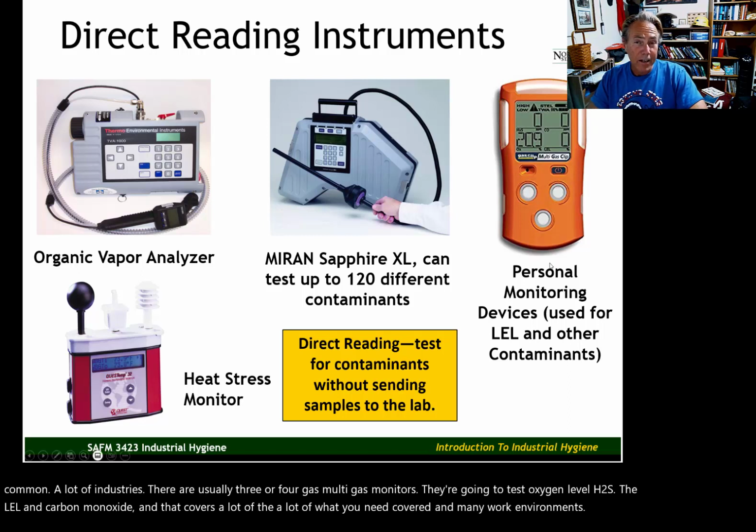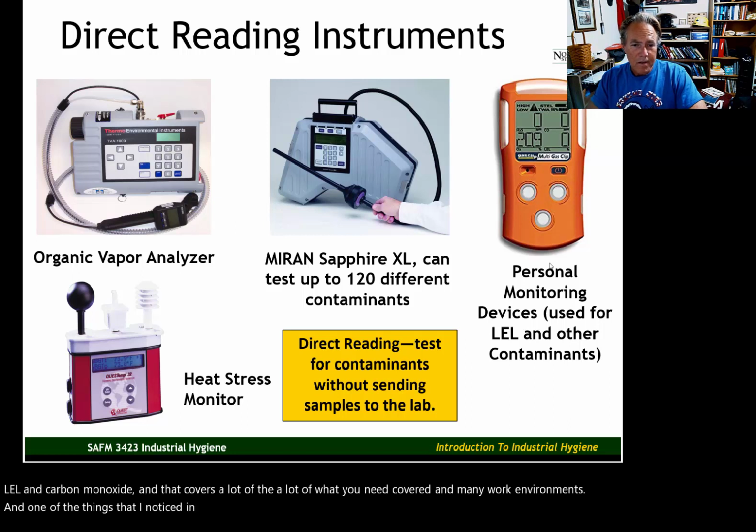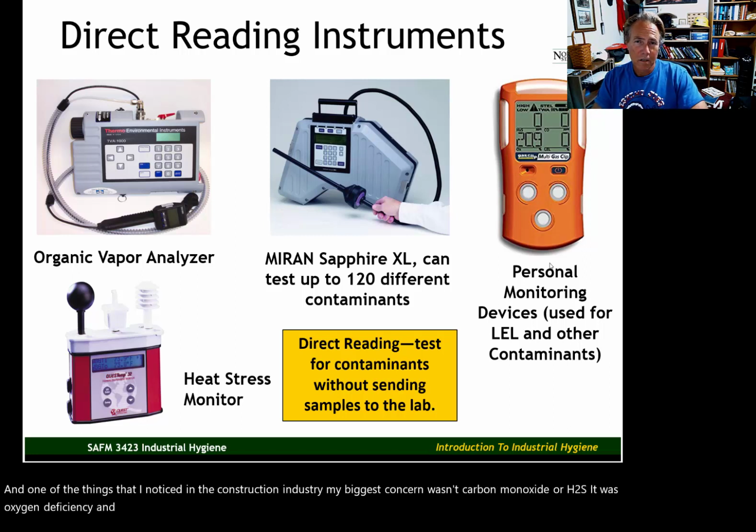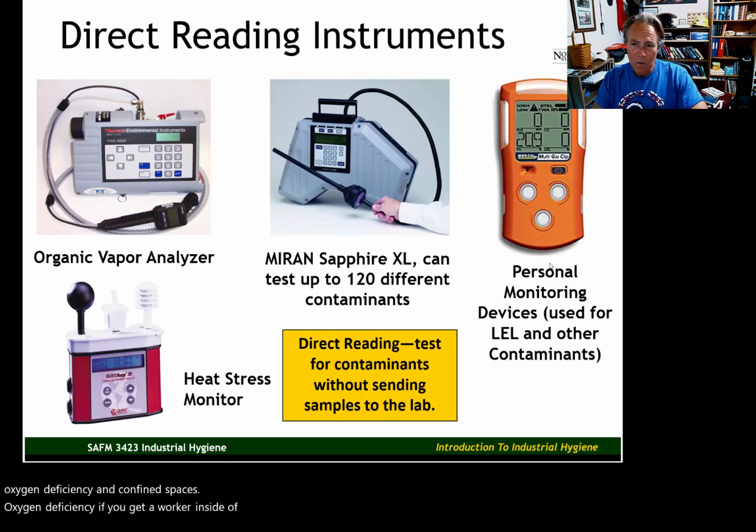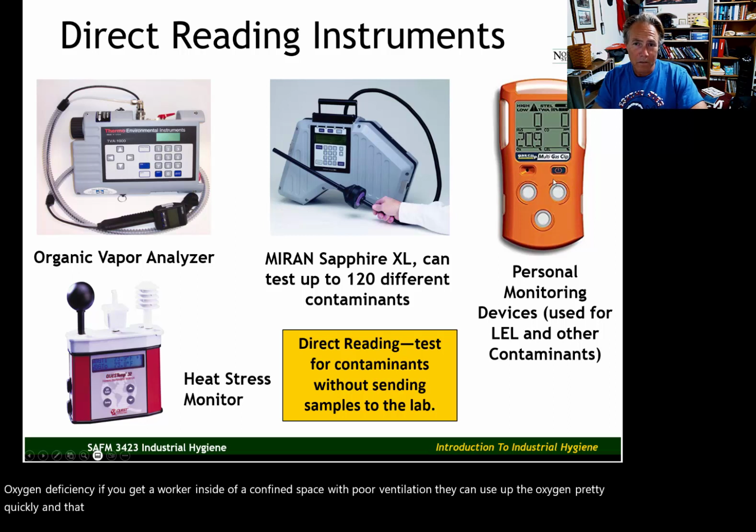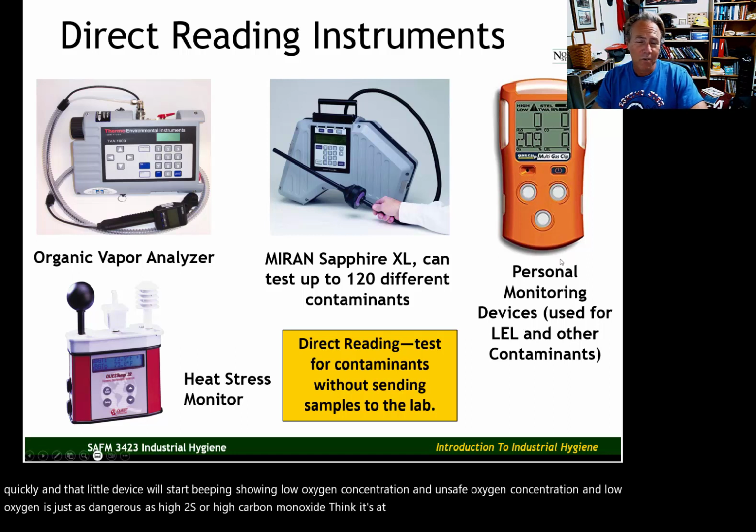And one of the things that I noticed in the construction industry, my biggest concern wasn't carbon monoxide or H2S, it was oxygen deficiency in confined spaces. Now, if you get a worker inside of a confined space with poor ventilation, they can use up the oxygen pretty quickly, and that little device will start beeping, showing low oxygen concentration and unsafe oxygen concentration. And low oxygen is just as dangerous as high H2S or high carbon monoxide. I think it's at about 6% oxygen we die.